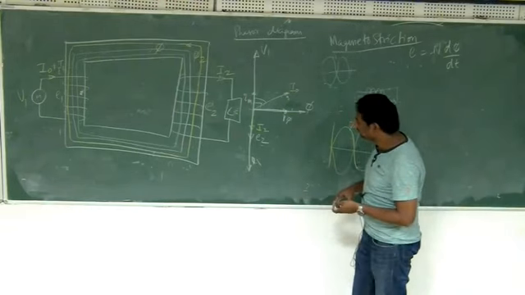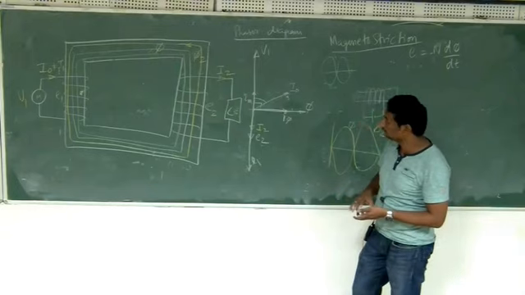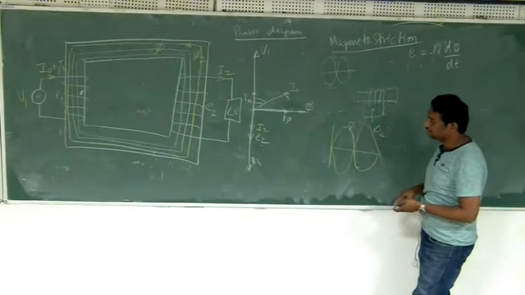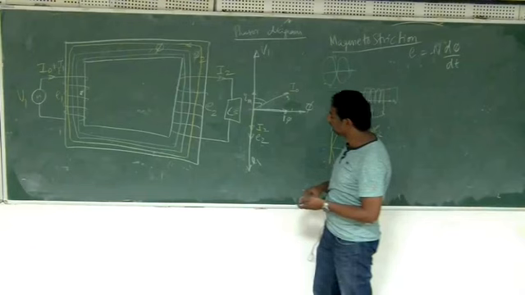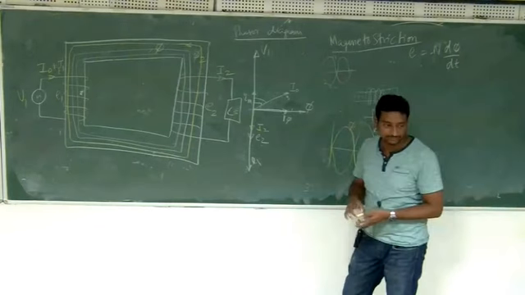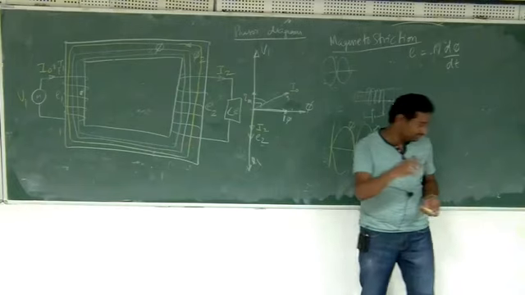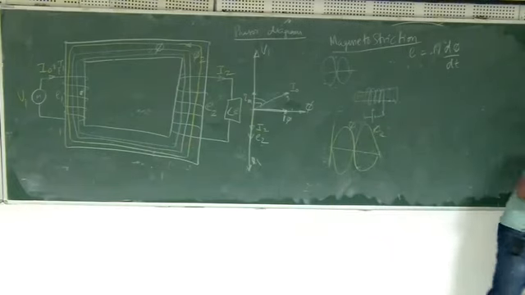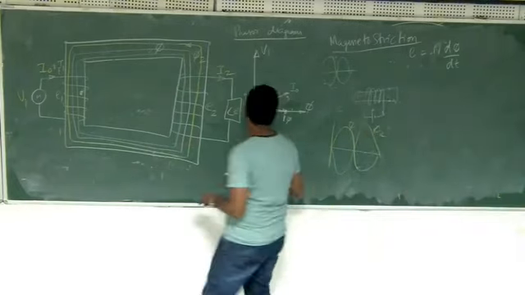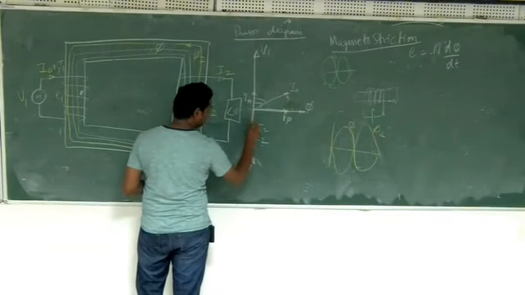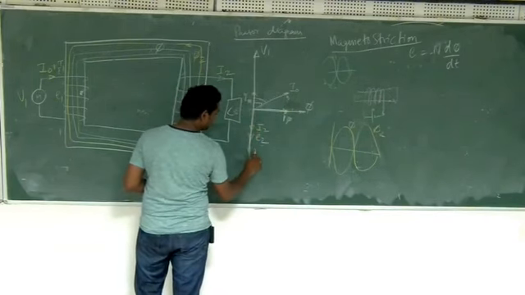Okay. No, the I1 current will also be there. There will also be the I1 current. Okay, I will slowly clear that out also. So the I1 current will also be here. I'll draw the I1 current somewhere like this.